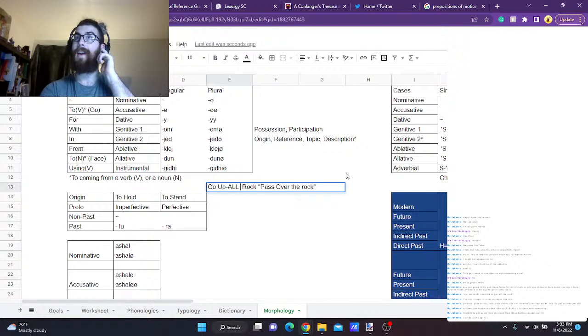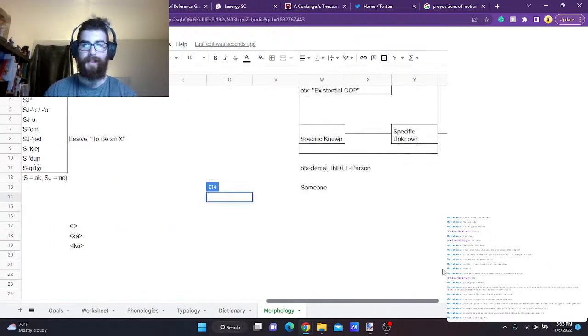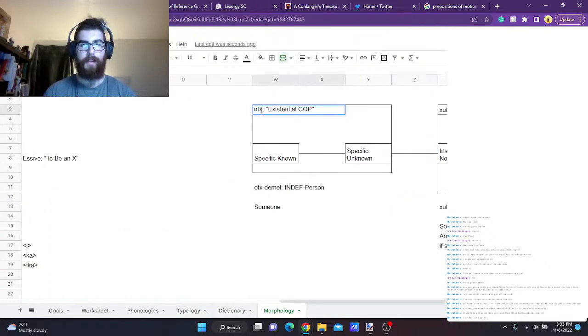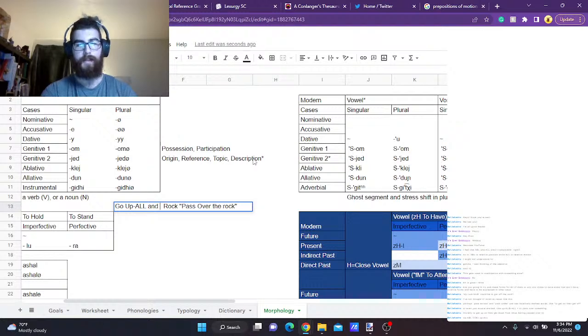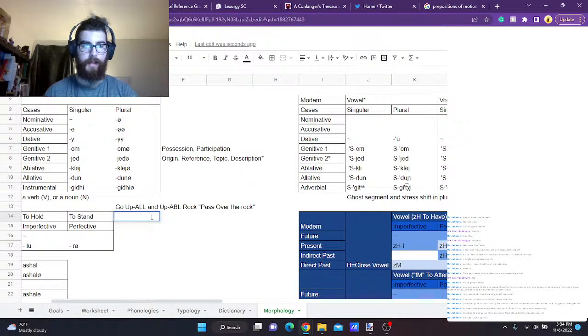Okay. Again, I haven't thought of a word for "and." But what we can do is use this language's best friend, "ut," and pop a genitive marker on that. And "up." So that would end up being like "da."